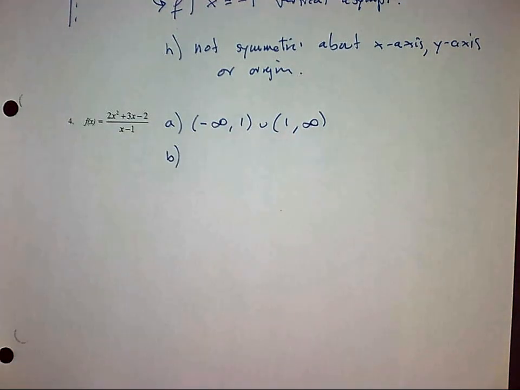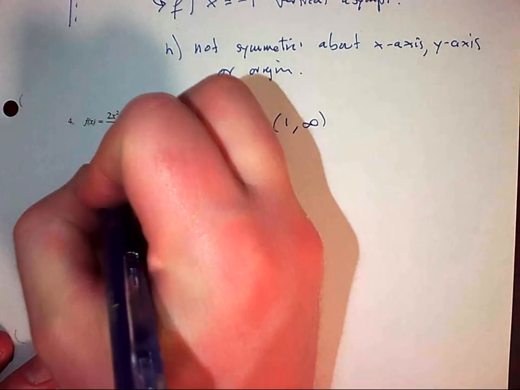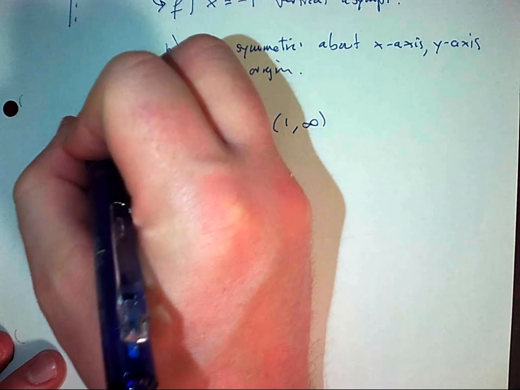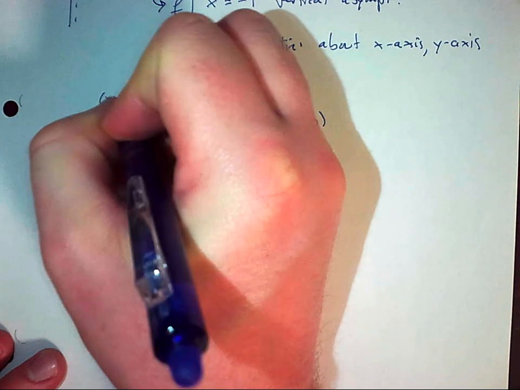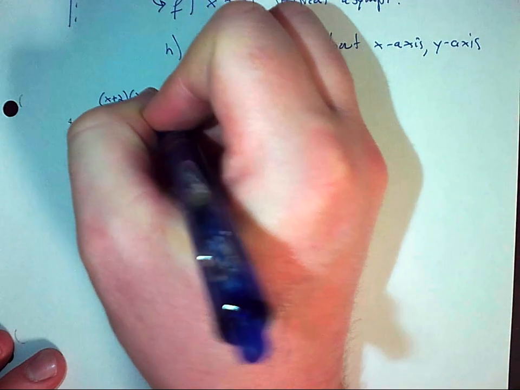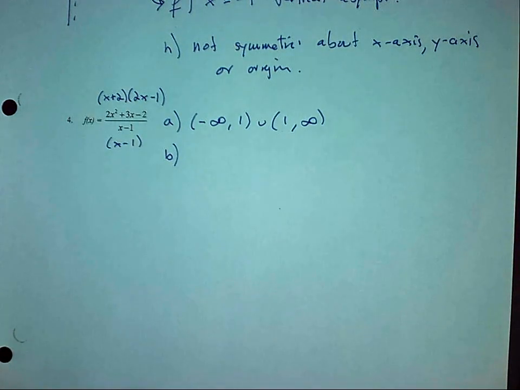For B, we're trying to find any removable holes or discontinuities. So we want to see if there is a common factor in the numerator and the denominator. There's a couple different ways that we can find common factors, or just factor stuff. If we factor the numerator, what we're actually going to end up with is x plus 2 times 2x minus 1. There's a couple different ways that we can go about finding those factors, but for now we'll let it suffice, since that's something prior to this section, something that we should already know how to factor. We'll just leave it as that.